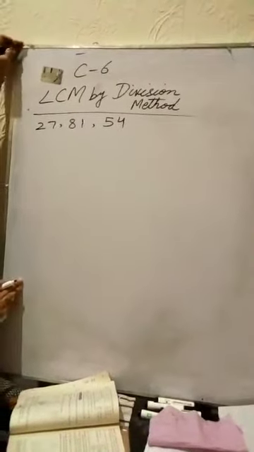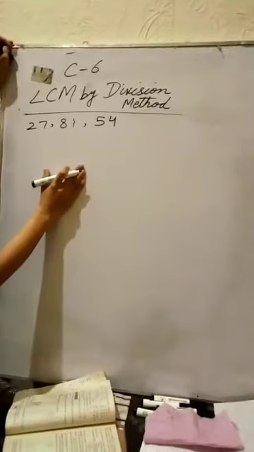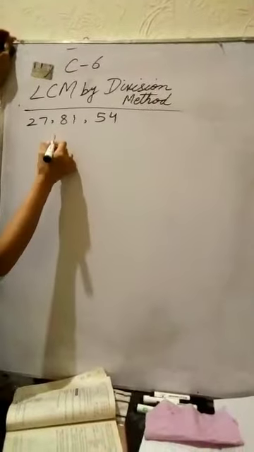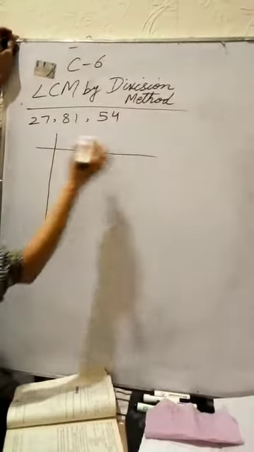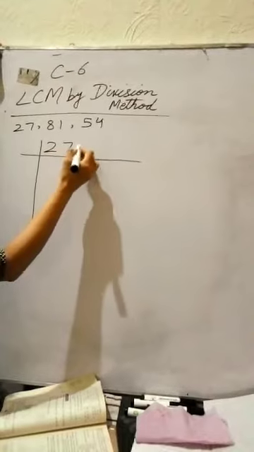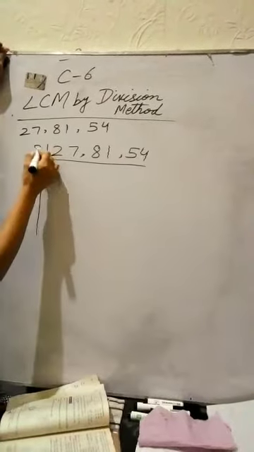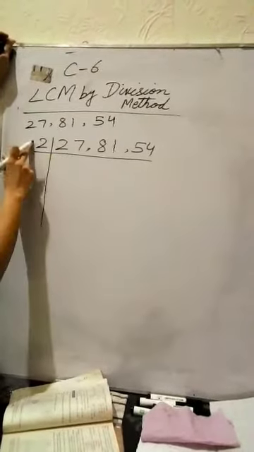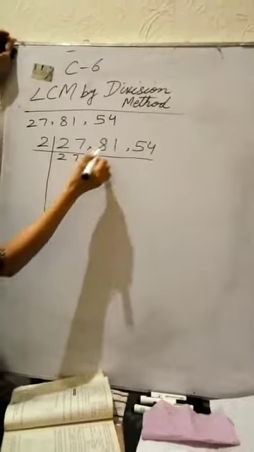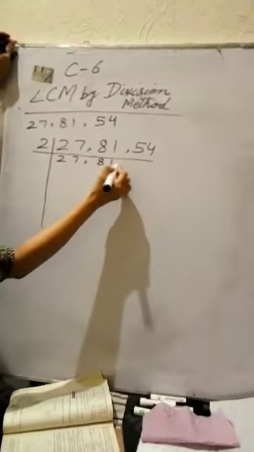LCM by division method. How to find the LCM by division method? We need to draw the hut and write all your values with some gap and comma. Always start with 2. 27 is not possible with 2, so write it the same as it is. 81 is not possible with 2, write it the same as it is.